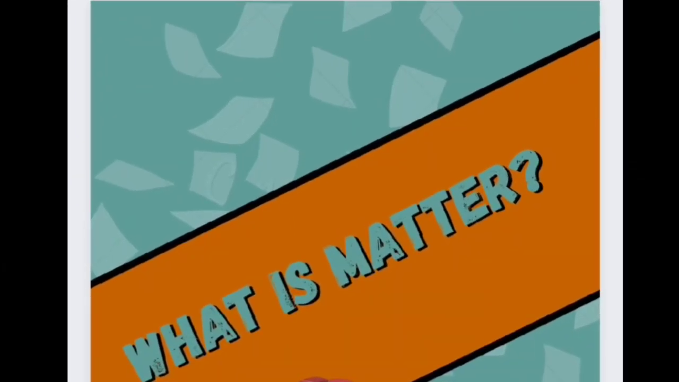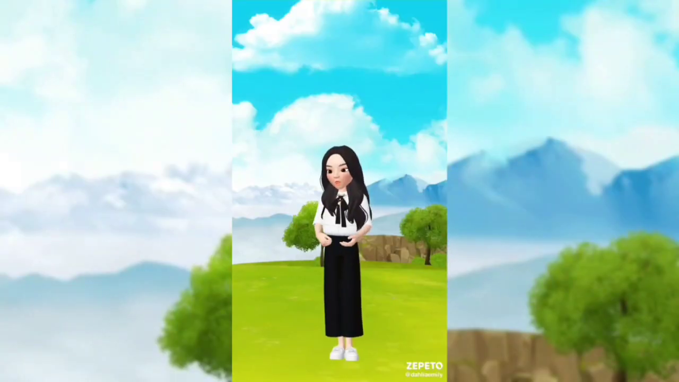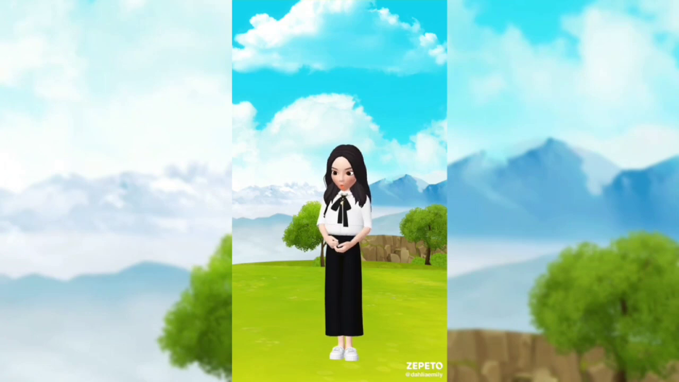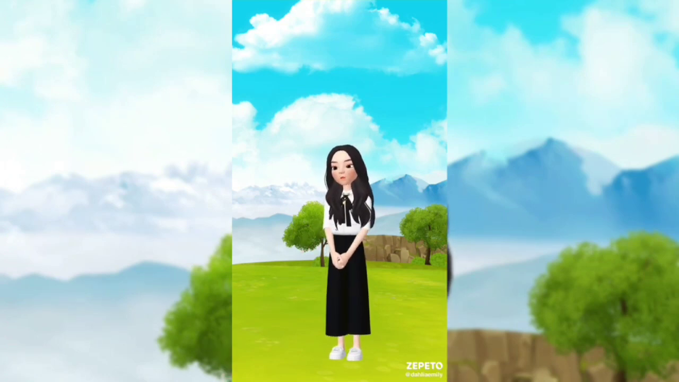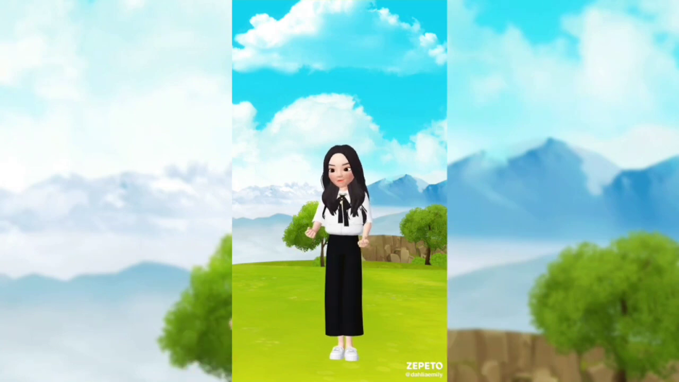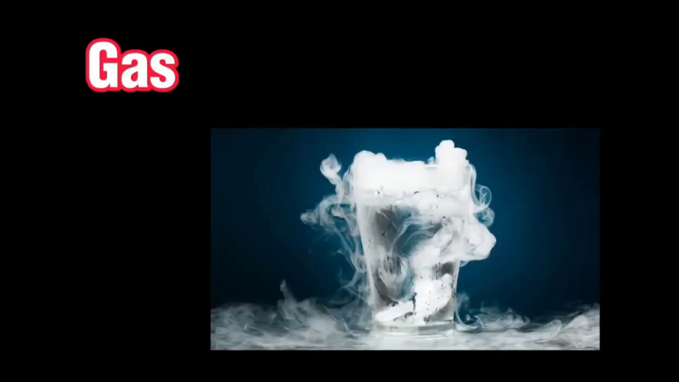Next, let's talk about what is matter. Matter is everything around you, and you are made up of matter, like the tree, smoke, and the water that we drink. Matter can be found in three different physical forms. That's called state of matter. There are three states of matter, that is solid, liquid, and gas.